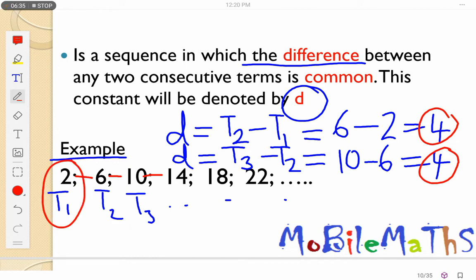When we talk of arithmetic sequences or progression, we also have what we term A as the first term. Then the second term is known as T2, third term T3. Then the difference from the first term to the second, we say is the common difference. Okay, so that's what we have learned there.